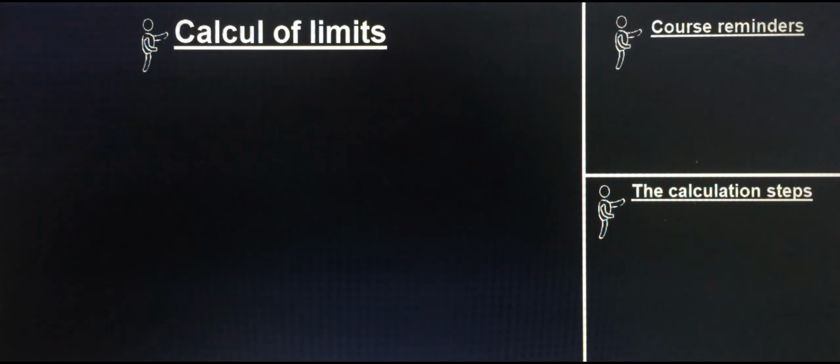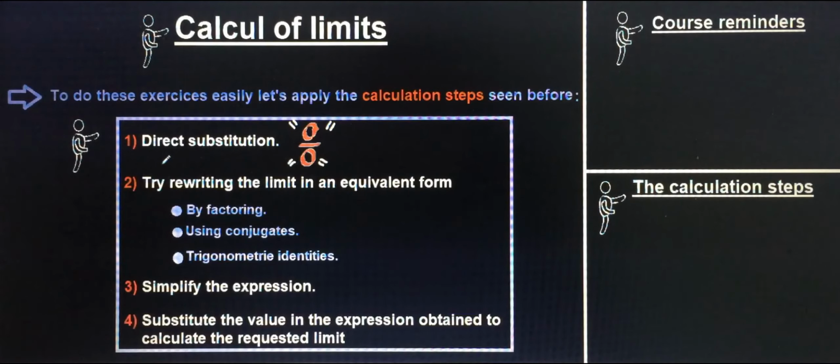In this video we will continue to find the limit of rational function by doing some exercises using the calculation steps seen before, which are: step number 1, make direct substitution and verify getting the indeterminate form 0 divided by 0. Step number 2, try rewriting the limit in an equivalent form by factoring, using conjugates or trigonometry identities. Step number 3, simplify the expression. And step number 4, substitute the value in the expression obtained to calculate the requested limit.